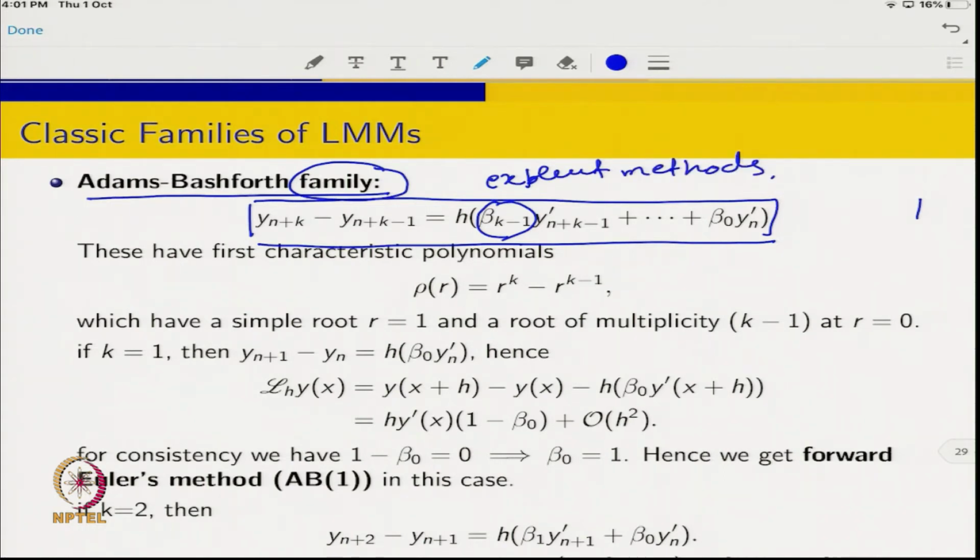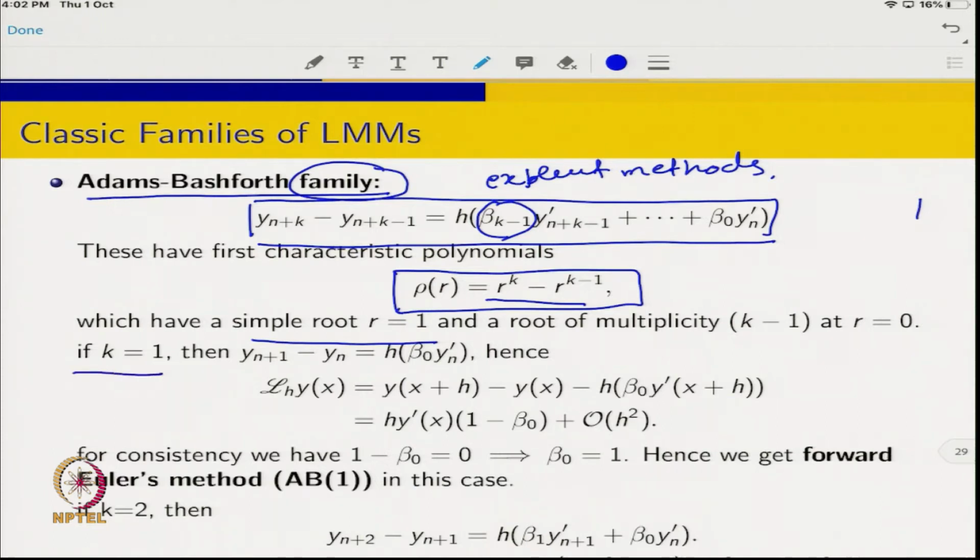The first characteristic polynomial corresponding to the Adams-Bashforth family will be r to the power k minus r to the power k minus 1. So this has only one simple root, r is equal to 1. Of course, if this is the case, zero stability is always satisfied in the case of the Adams-Bashforth family. That is what we wanted to observe.